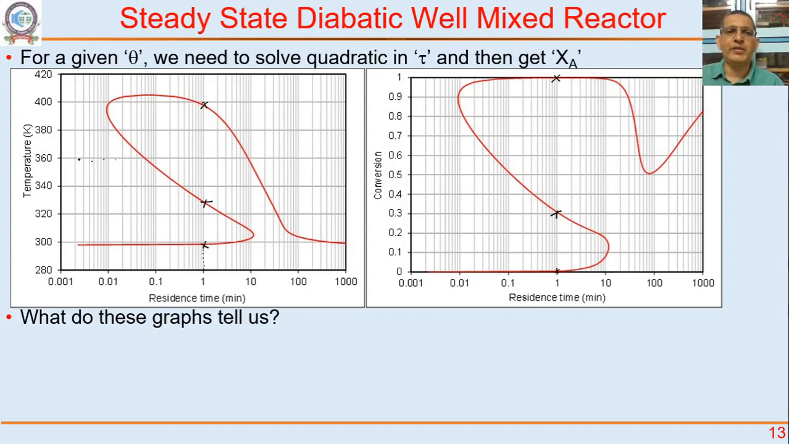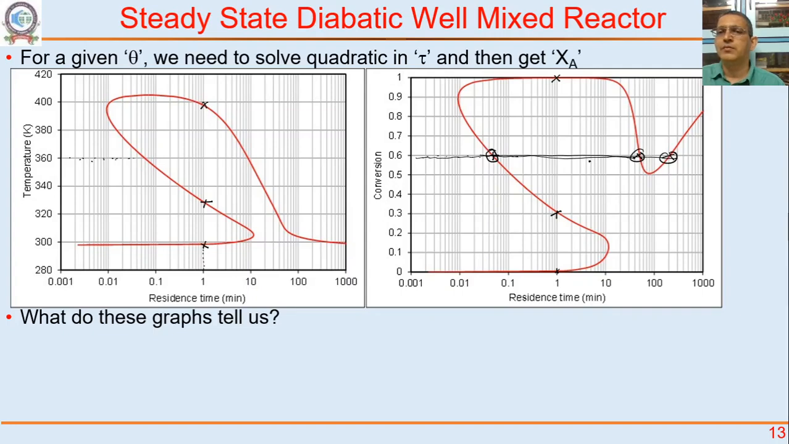But at a particular temperature, if I want my reactor to operate at, let's say, 360 Kelvin, correspondingly, let's say 60% conversion, I could operate this reactor with multiple values of residence time. I could have a residence time of 0.08 minutes. I could have a residence time of 90 minutes. I could have a residence time of, let's say, 200 minutes. So you see, for any conversion, I have multiple possible values of residence time.